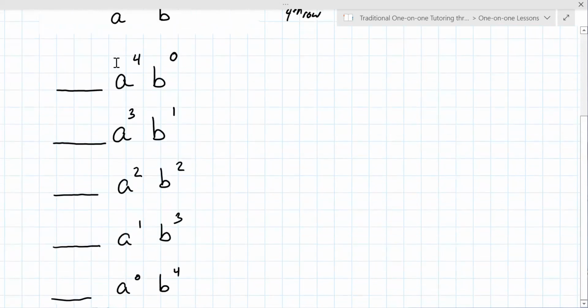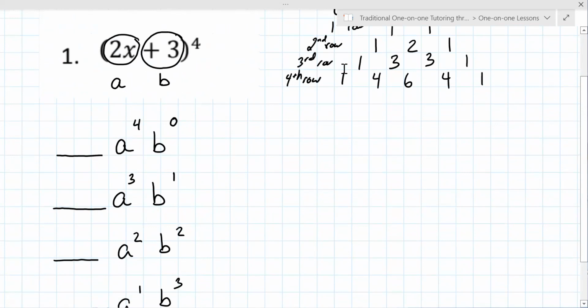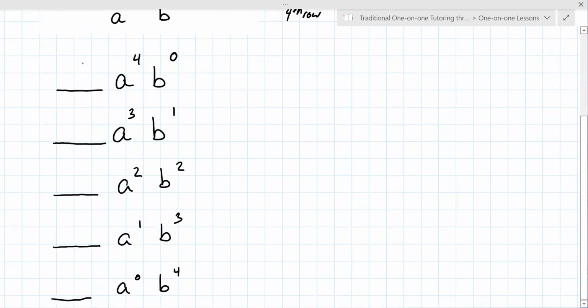And you do see there's this pattern of descending exponent on the first one, ascending exponent on the last one, and so on. There are 1, 2, 3, 4, 5 placeholders. And in the 4th row, how many numbers do you see? 5. So guess where those numbers go? Yeah, out in front.